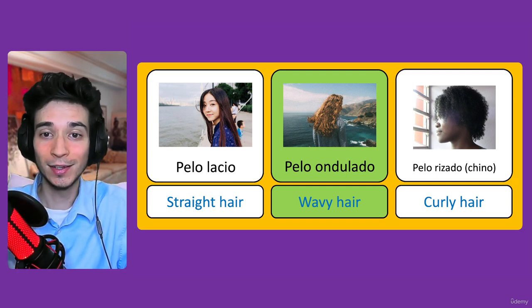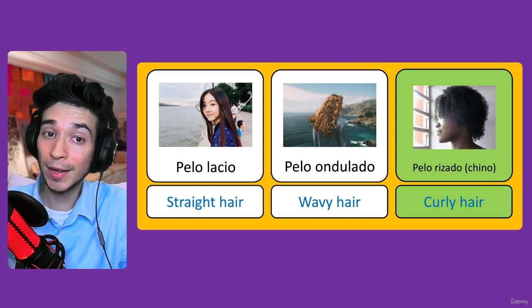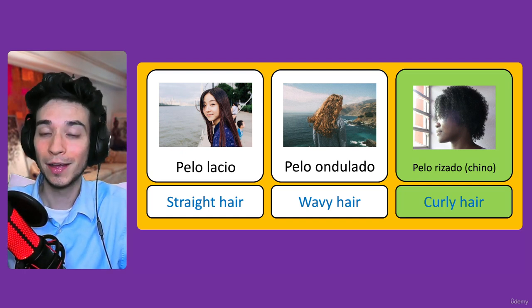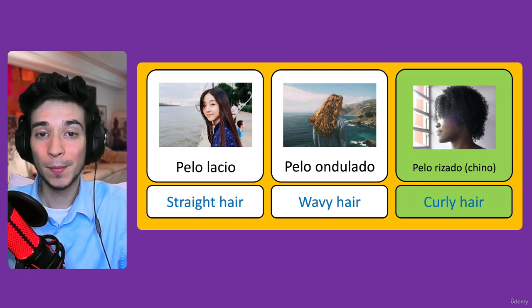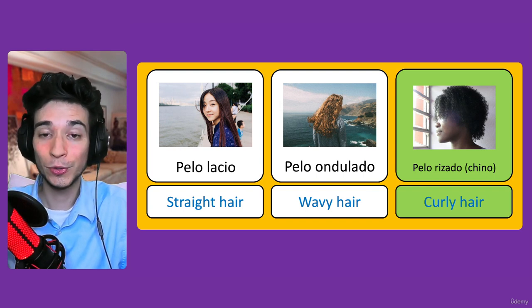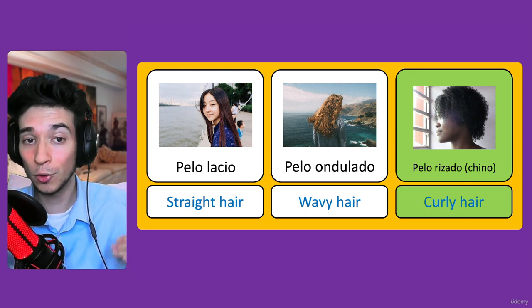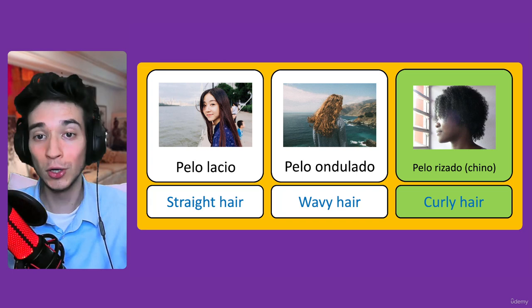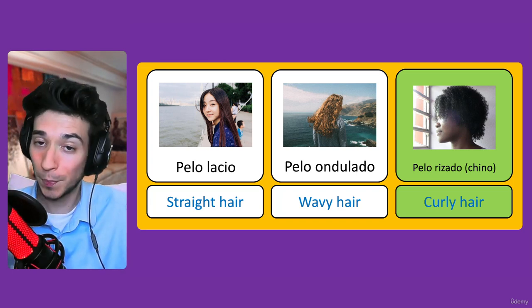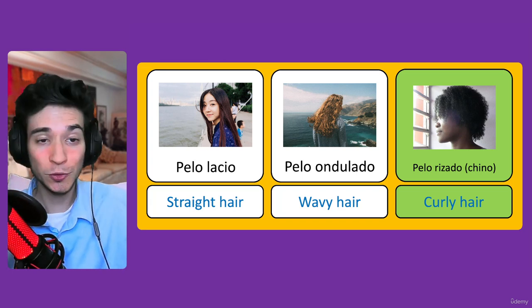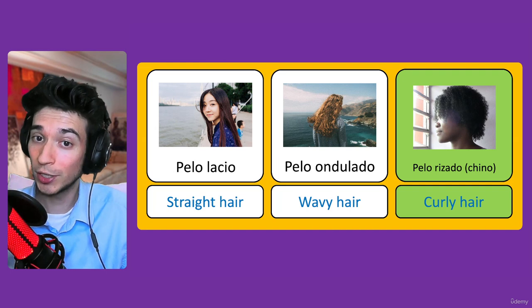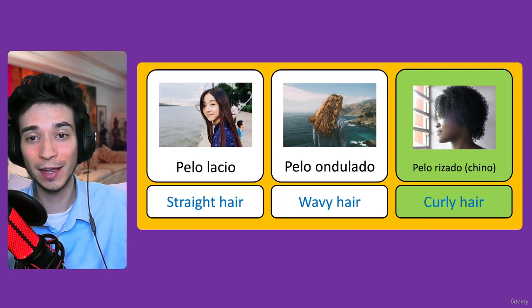And the next one is pelo rizado, which means curly hair. Pelo rizado. And it's also very common that people will call it pelo chino. So some other people say pelo chino, referring to curly hair. Others might say pelo rizado. So there are two ways of saying it. Pelo chino or pelo rizado.